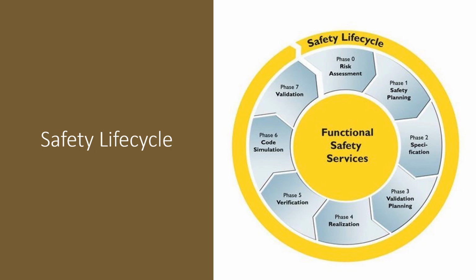So this is another representation of the safety life cycle. We have phase 0 to phase 7, which means 8 different phases. The first thing is hazard analysis and risk analysis, or the risk assessment, and the safety planning, and this is derived from IEC 61508 for SIL 1, SIL 2, SIL 3 levels. That is the reason it is mentioned in this particular way.